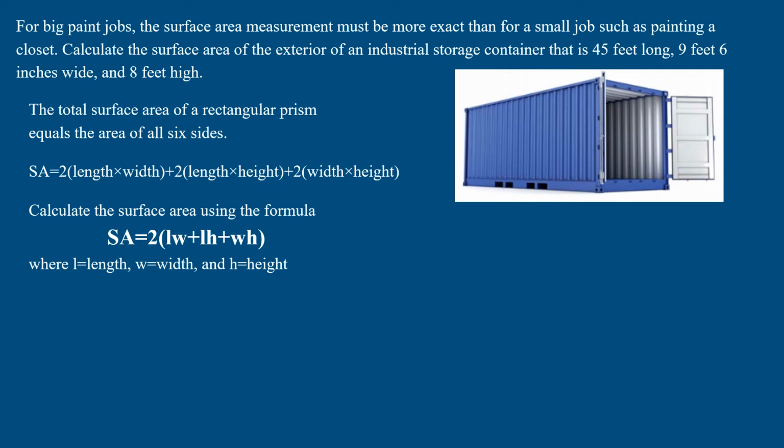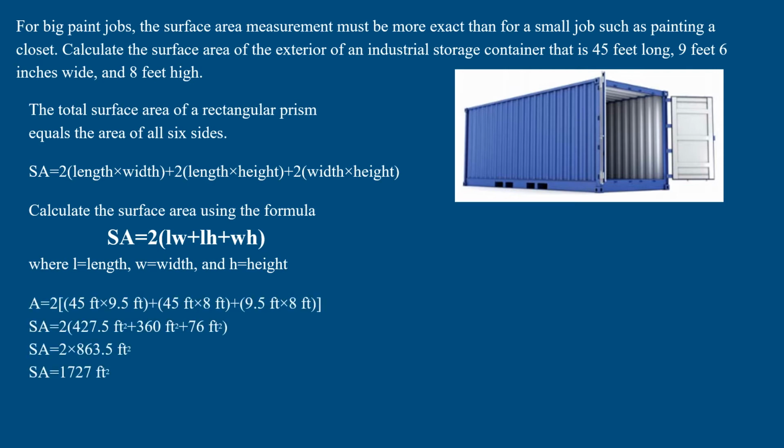So the surface area of a rectangular prism or a box is 2 times the length times width plus length times height plus width times height. When we're working this out, it's really important that we simplify what's in the brackets first by doing our 3 multiplications and then adding them up. And at the very end, we multiply by 2.